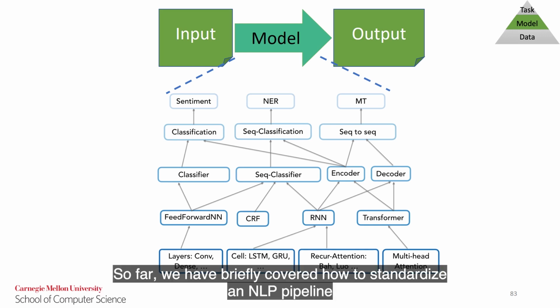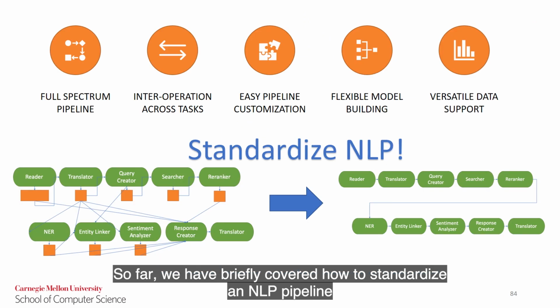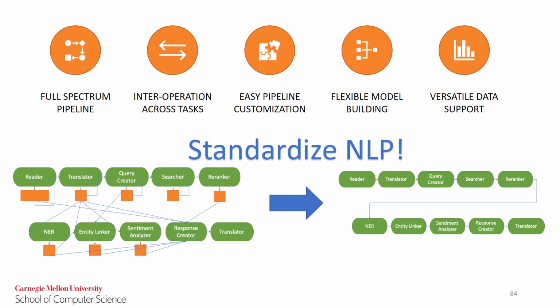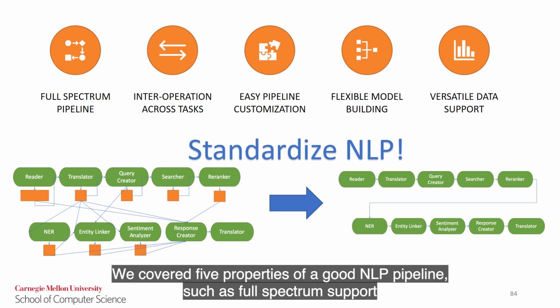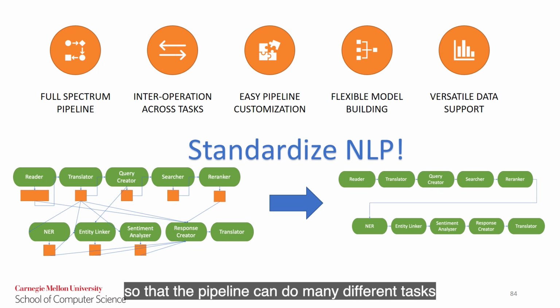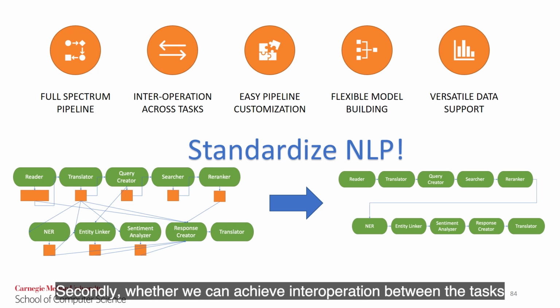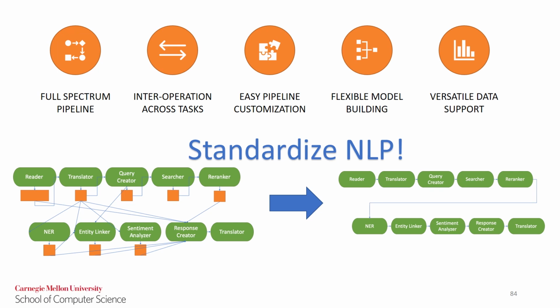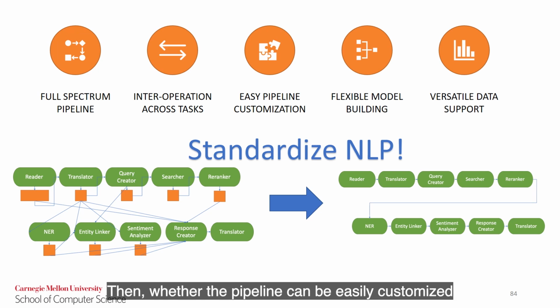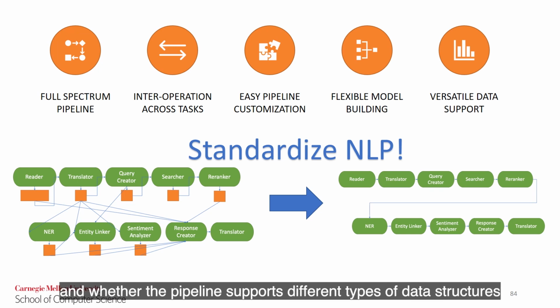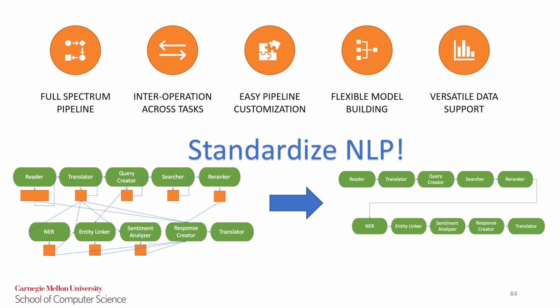So far, we have briefly covered how to standardize an NLP pipeline. We covered 5 properties of a good NLP pipeline, such as full spectrum support, where a pipeline can do many different tasks. Secondly, whether we can achieve interoperation between these tasks. Then whether the pipeline can be easily customized, whether the pipeline supports flexible model building, and whether pipelines support different types of data structure.